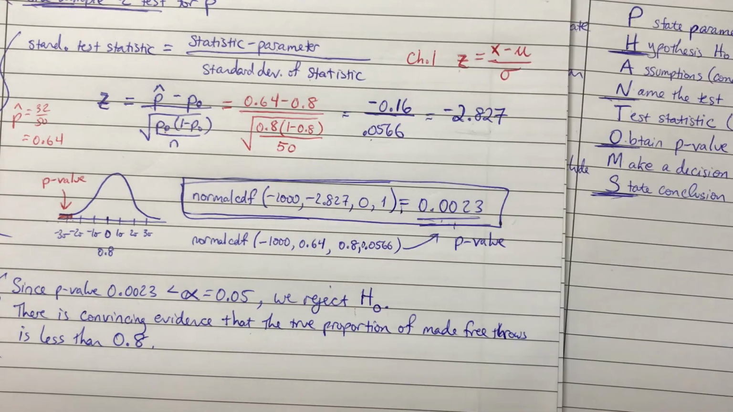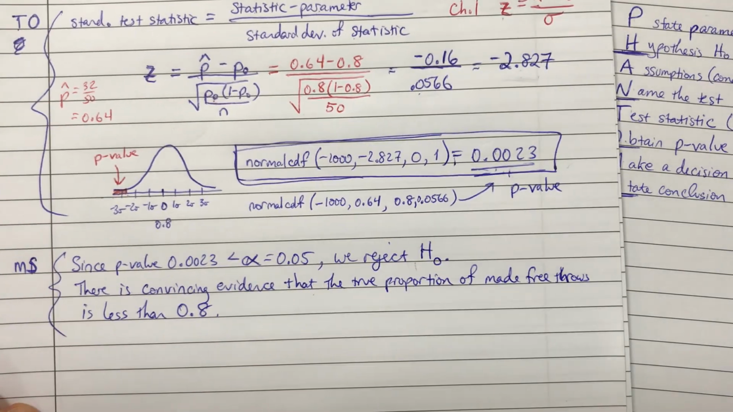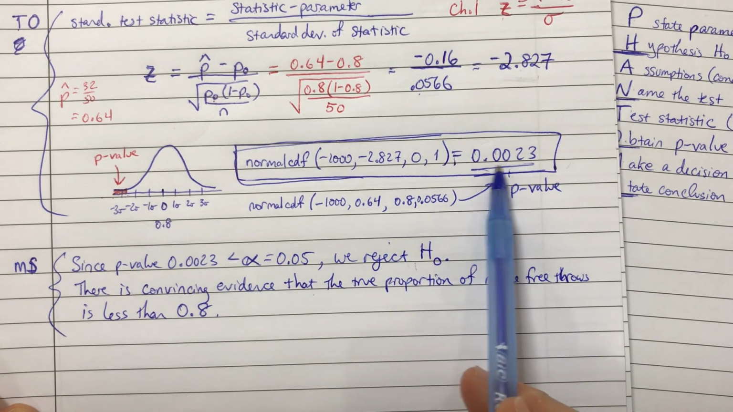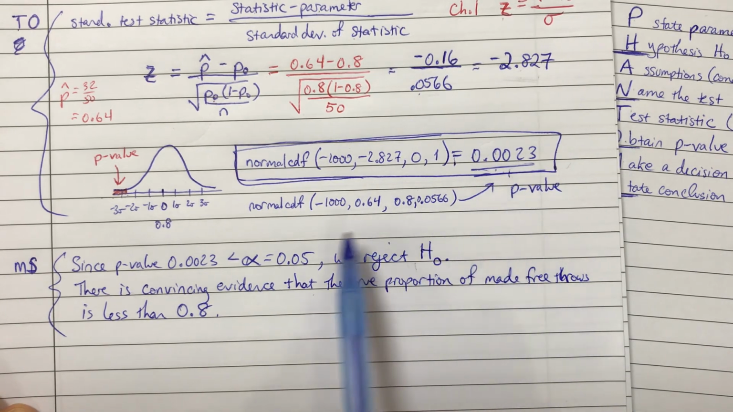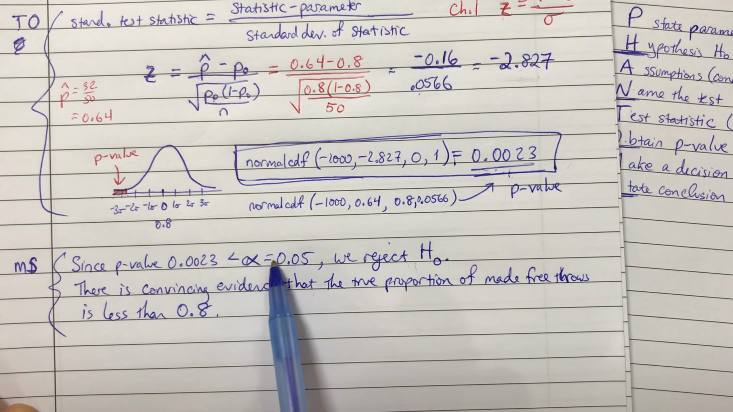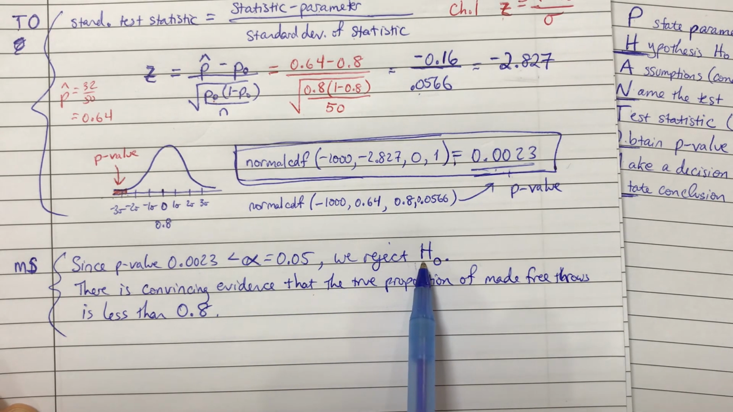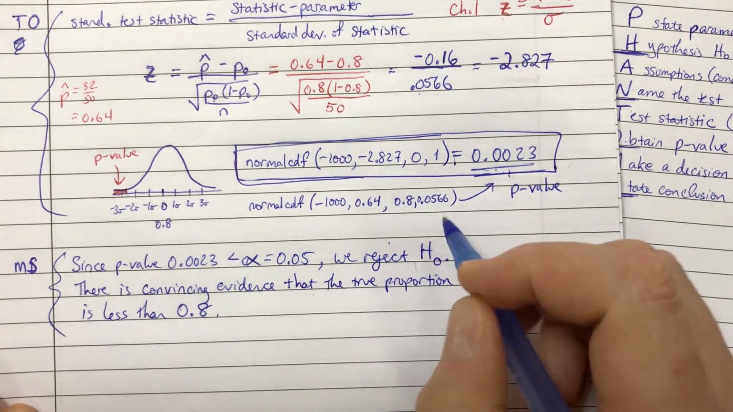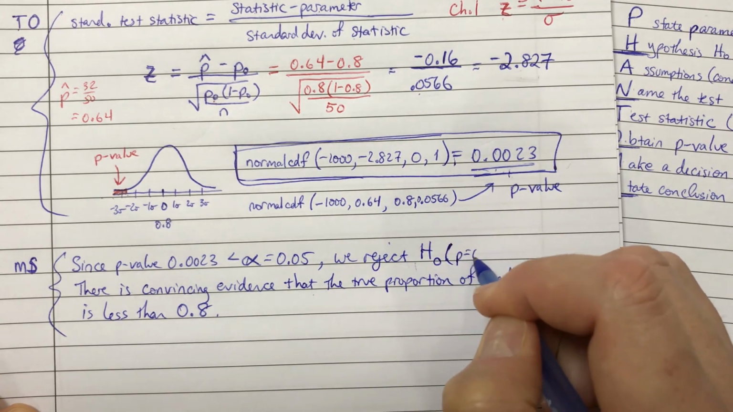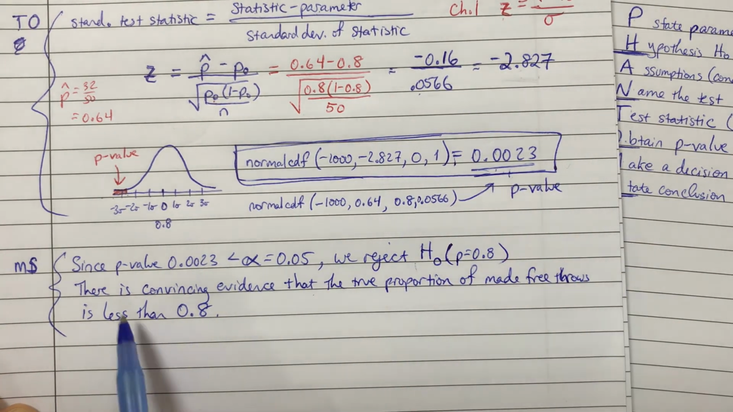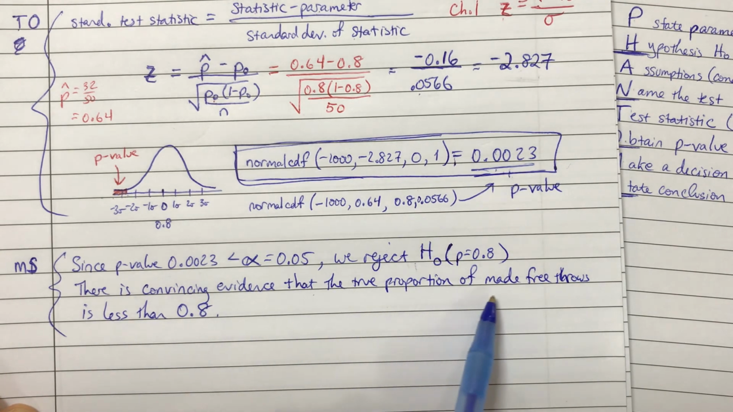Now we just ran a significance test that gave us the same answer. Because this p-value was less than our significance level of 0.05, we reject the null hypothesis that the p was 0.8. There is convincing evidence that the true proportion of made free throws is less than 0.8, and that is the end of the notes for 9-2.